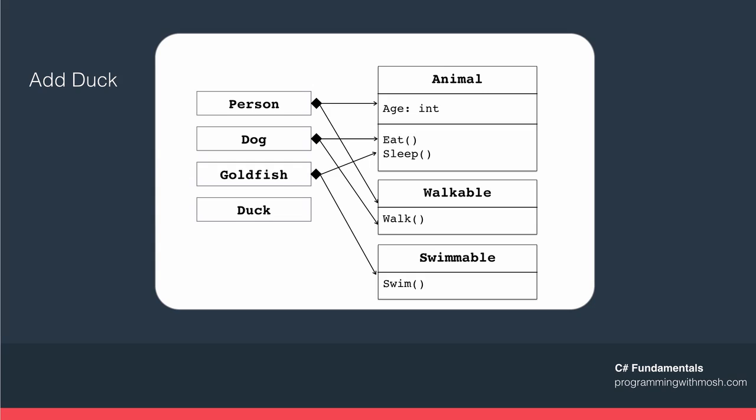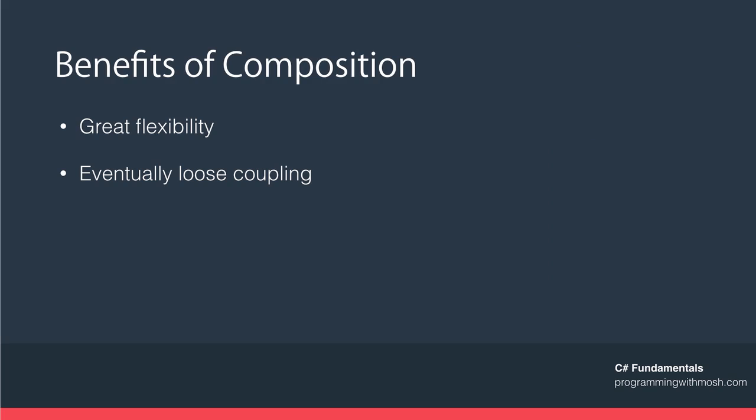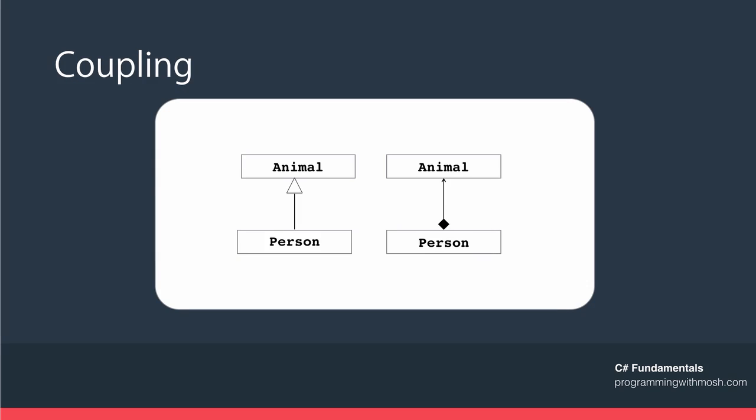Using this technique, we can create new classes with new capabilities of the existing classes. We compose them together. And this has minimal or zero impact on other classes. So with composition, we get great flexibility, but we also get loose coupling. How? Let's take a look at both the composition and inheritance relationships in terms of coupling. So here in this picture, we have both an example of inheritance and composition.